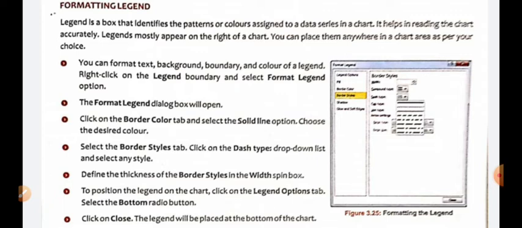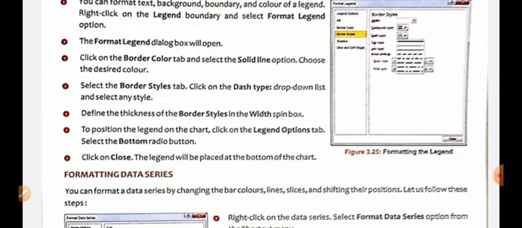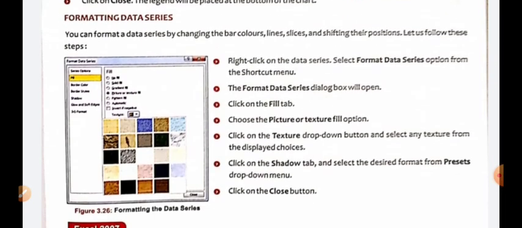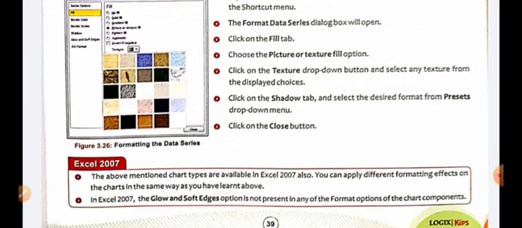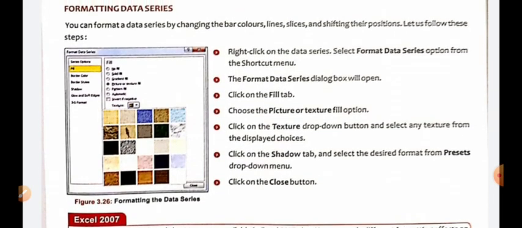these are the steps which you have to follow if you want to format things like the chart title, legend and axis. If you want to format these things, then you have to go with the following steps given in your book. So always keep your book in front of you. Then the last one is formatting data series. This is the last topic of this chapter.